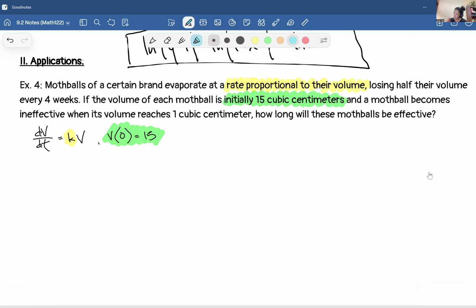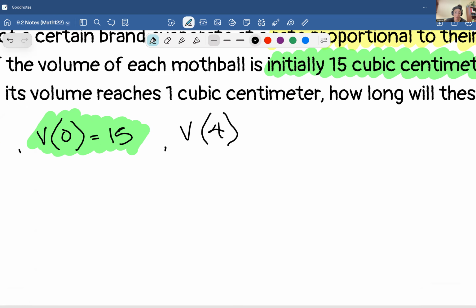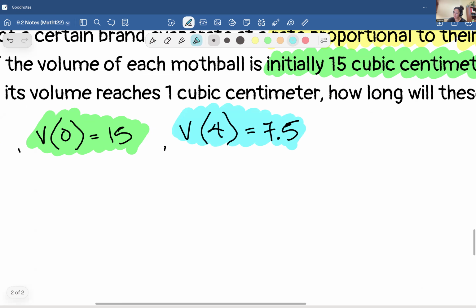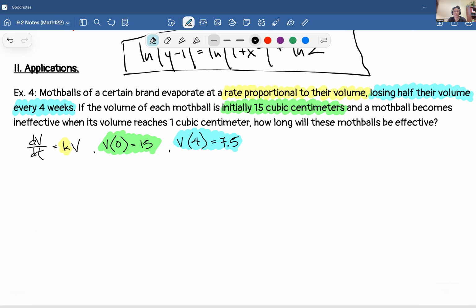But there is one last piece of information here, which is that we are losing half the volume every 4 weeks. What that means is in 4 weeks' time, we're going to have half of 15, or 7.5 cubic centimeters left. This is not so clearly stated as a number, but when we read the question carefully, we can see where it's telling us that.